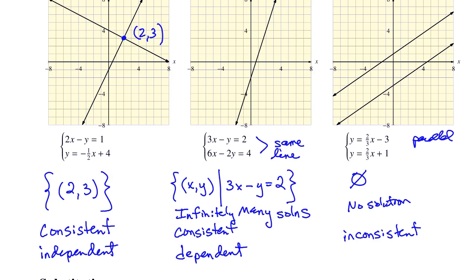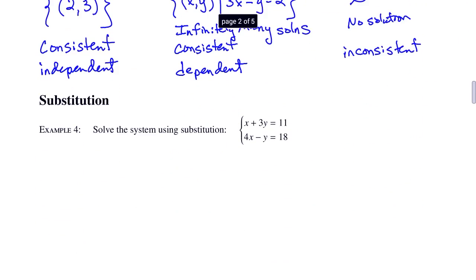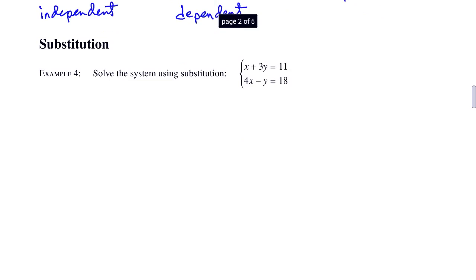All right, let's look at substitution. This is the second method. Example 4, solve the system using substitution: x + 3y = 11 and 4x - y = 18. So the key to substitution is to solve one of the equations for one of the variables, and then substitute that into the other equation and solve.